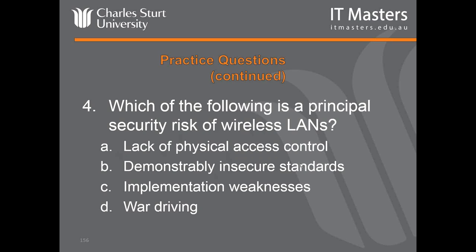So, demonstrably insecure standards and implementation weaknesses: are they something particular to wireless? Implementation weaknesses are always there. It doesn't matter that we're on wireless. If we have a bad configuration, we have a bad configuration. War driving is a vulnerability and a threat type thing. We can have a threat to our network, but it doesn't need to be there all the time. So implementation weaknesses are not something we can get rid of. And demonstrably insecure standards, well, we don't always have that. WPA2 is not demonstrably insecure. If it's set up correctly, it's actually quite secure.